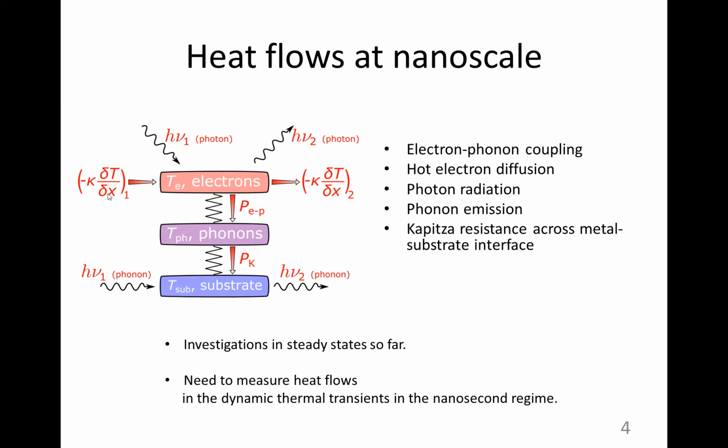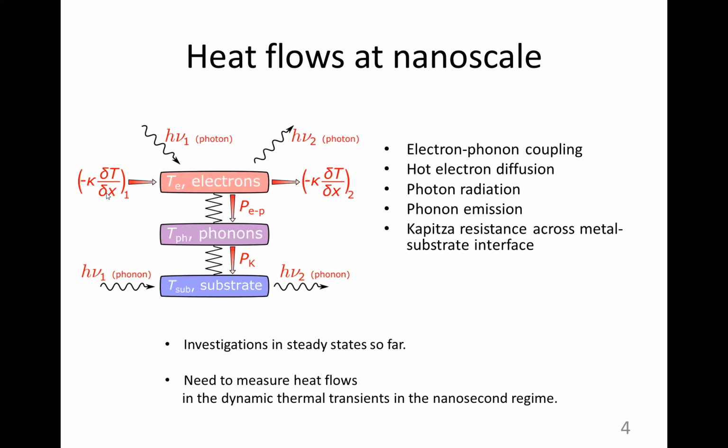For example, we can observe diffusion of electrons from one place to another. These electrons can absorb photon radiation. They can emit it as well. They can also emit or absorb phonons from the film or from the substrate. And the problem with the heat flows at the nanoscale, as I said a moment ago, is that they are relatively fast.